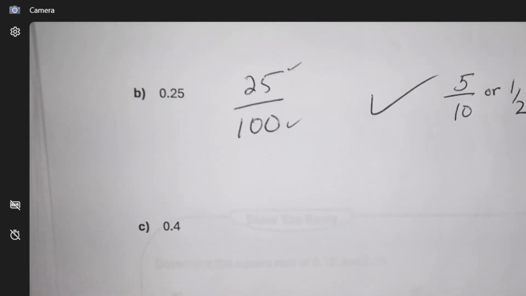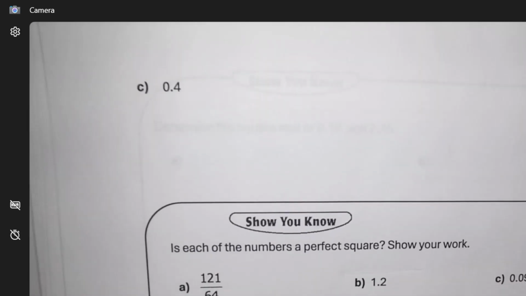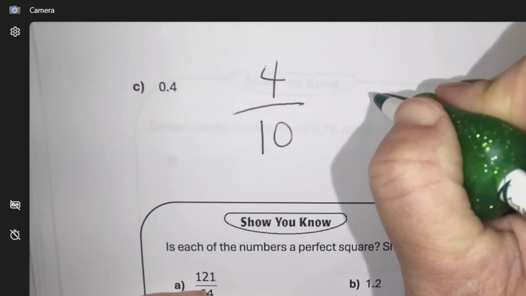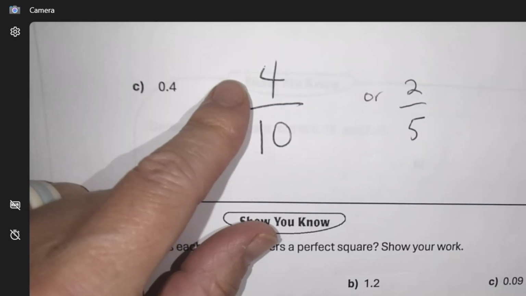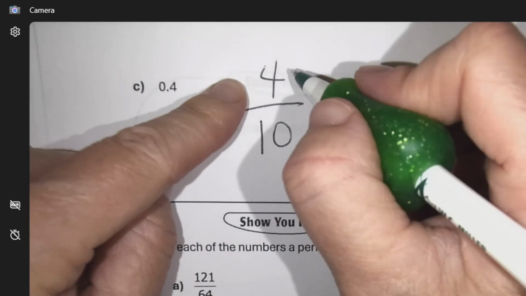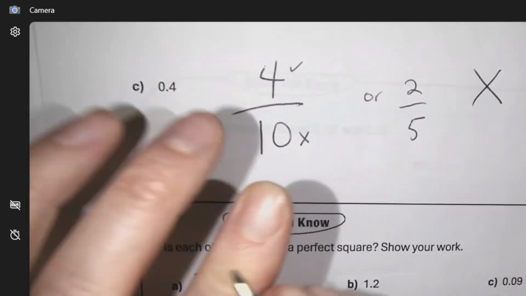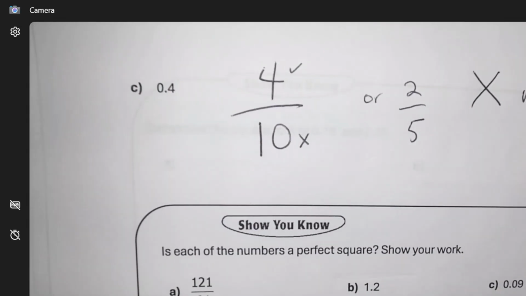Okay, C. We're not going to look at the decimal. We're going to go to that as a fraction. What is this as a fraction? 4/10 or 2/5. But we're going to look at 4/10. Square rootable? Yes. Square rootable? No. So no. They would both have to be, and it wasn't. So that would be a no.